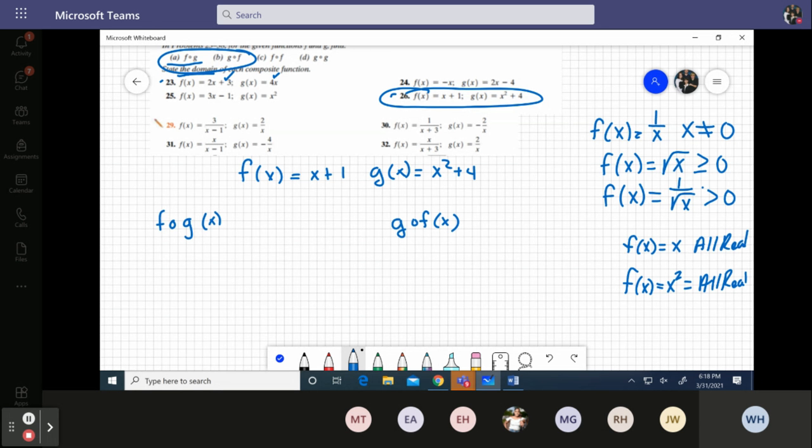For f of g, I'm going to drop the x, have a plus 1 there, and get g of x in here. So that means I have x squared plus 4 plus 1. And this little plus 1 at the end, guys, that's where people tend to make the most mistakes. They leave that plus 1 behind. Make sure you put the whole thing in, and I've got x squared plus 5.